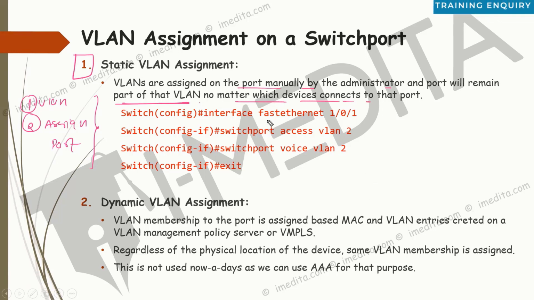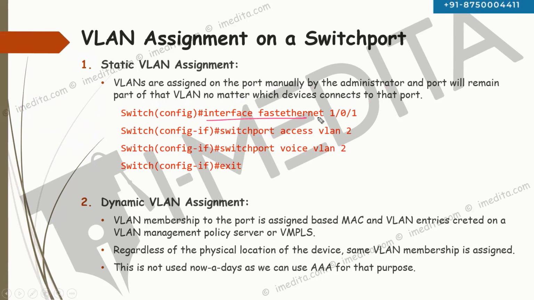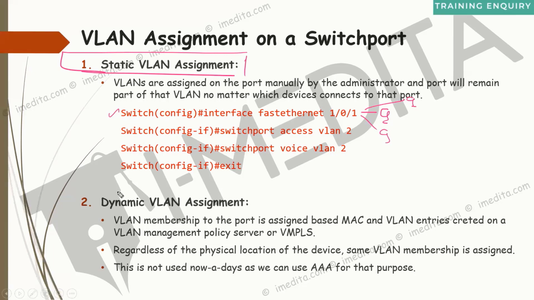So if I go ahead and configure, for example, FA 1/0/1 as part of VLAN 2, anyone who connects to this port will become part of VLAN 2. It's more like a static configuration of the VLAN that we have done onto that particular switch port.